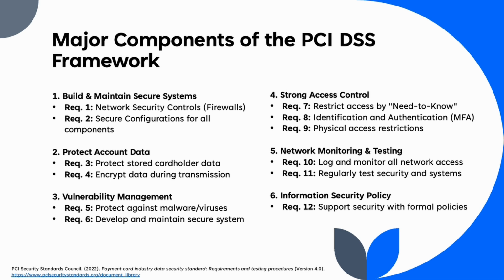Organizations must log and monitor network activity to detect suspicious behavior, with regular vulnerability scans and penetration testing, which help identify weaknesses before the attackers do, allowing the teams to respond accordingly. Finally, information security policy. Formal policies define how data is handled and how incidents are reported. Together, these 6 control areas create a layered approach to protecting payment card data, and they combine technical safeguards as well. So let's go ahead and move on to the next slide.